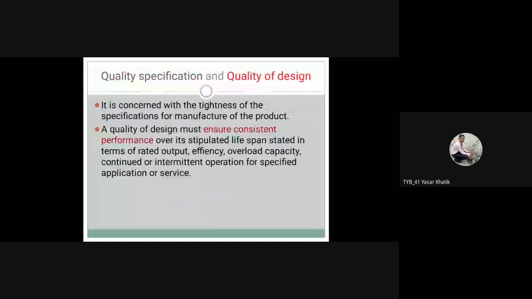It is concerned with the tightness of the specification for manufacturing of the products. Whatever we are going to manufacture as per the different specifications, that will be fitness for use. It should be fitness for use. Whatever you are making should be a quality product that is usable. The quality of the design must ensure consistent performance over its stipulated lifespan, stated in terms of the rated output, efficiency, overload capacity, continued or intermittent operation for specified application services.